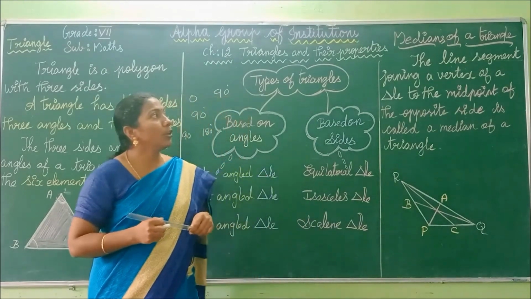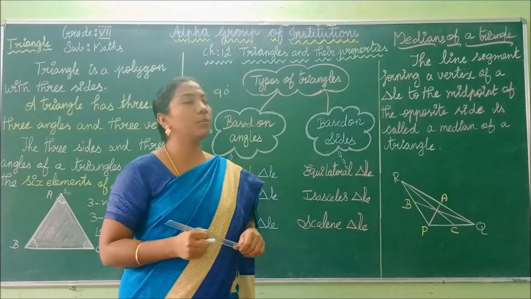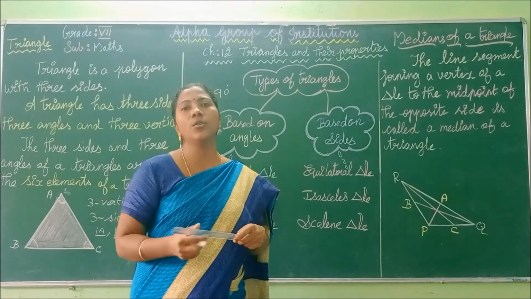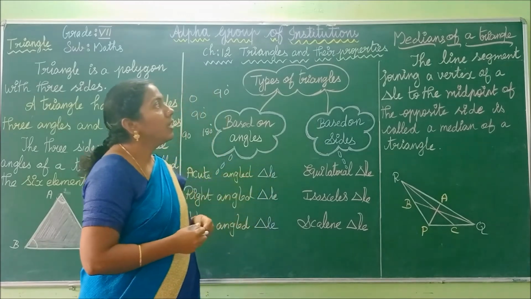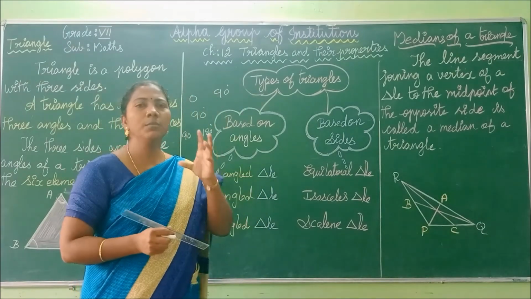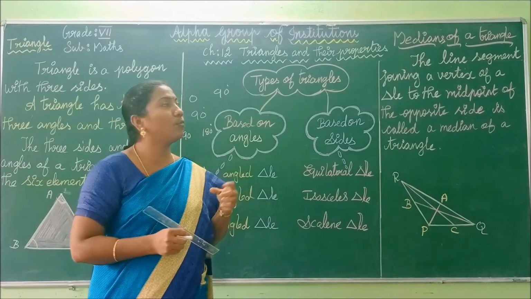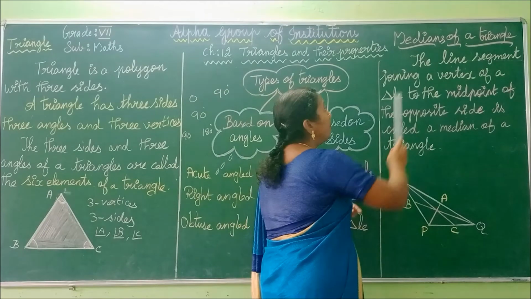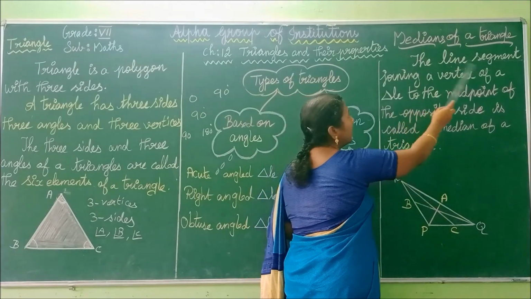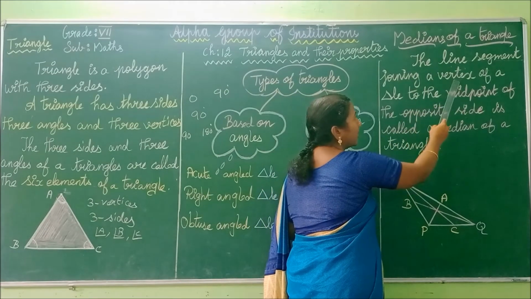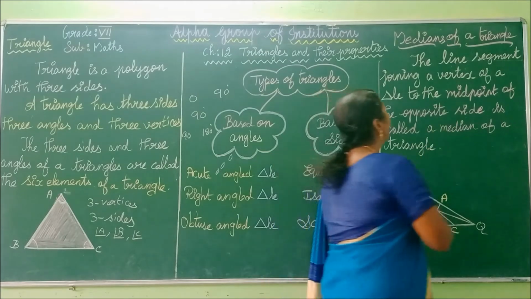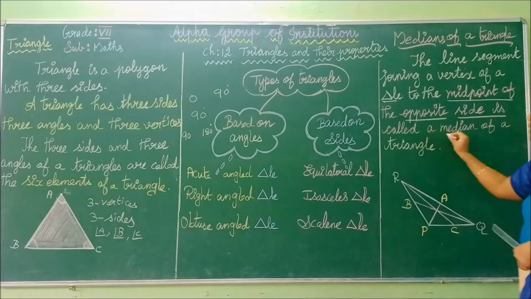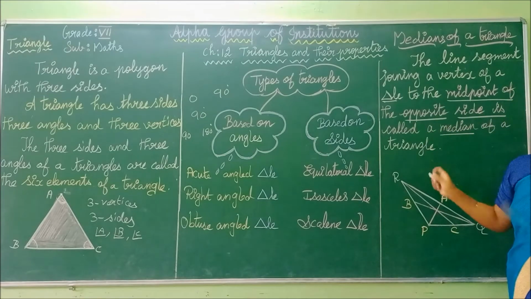Okay. Next we are going to see a very important concept. Medians of a triangle. This is a new word you are hearing in this 7th standard. Listen to the word median. What is meant by median? We are defining the median for a triangle. Let us read the definition. Median of a triangle: the line segment joining a vertex of a triangle to the midpoint of the opposite side is called a median of a triangle.